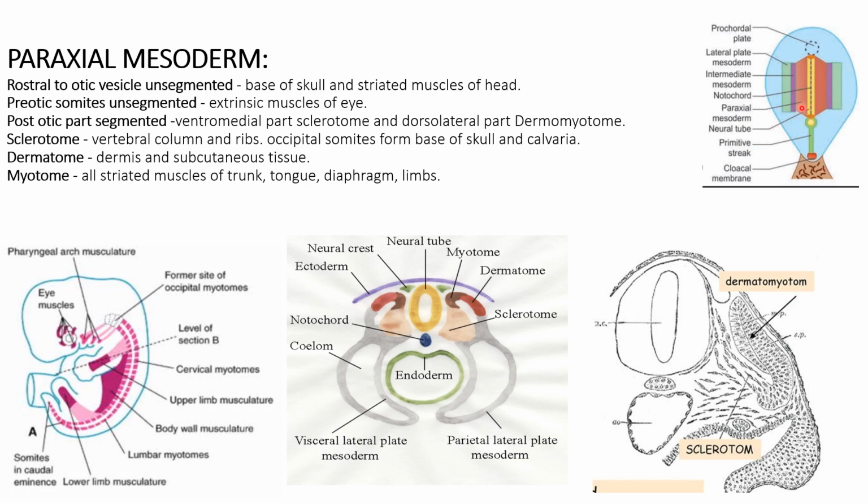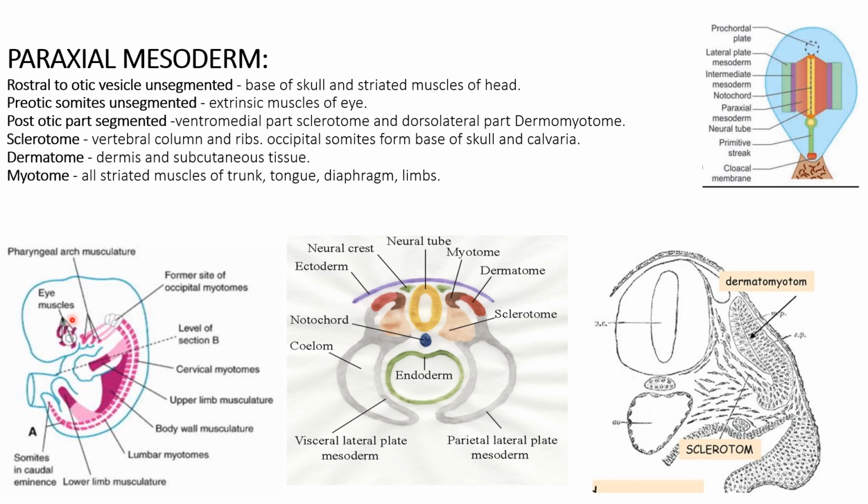So now let us study the paraaxial mesoderm in detail. This paraaxial mesoderm gives rise to somites. Here we can see the paraaxial mesoderm. It is giving rise to somites. Now we will divide it in two parts. The otic vesicle is there. So the pre-otic somites are there and post-otic somites are there. The pre-otic part is unsegmented.